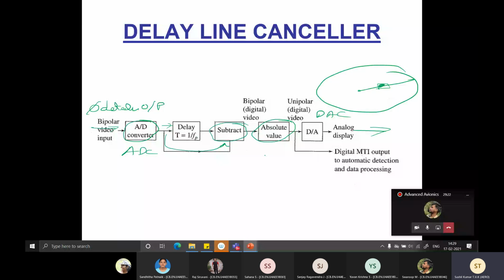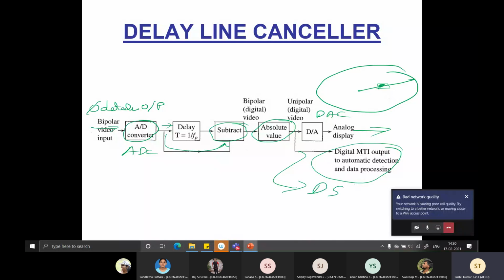In addition, you can use it for other data processing also, because anything which is digital gives you a lot of flexibility. So the whole thing can be sent into a DSP, and DSPs can do a hell of a lot of things, much better than analog devices.